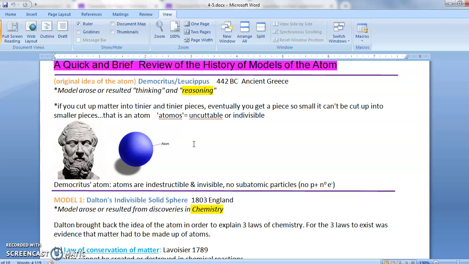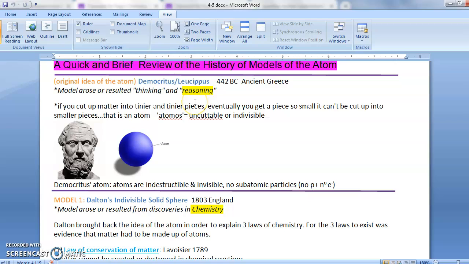And Democritus held the idea that if you took matter and continued to cut it up into tinier and tinier pieces, eventually you would get a piece so small that you could no longer cut it up and still have matter, still have that substance. And that's where the word atomos came from. Atomos means indivisible, not invisible, indivisible, meaning that it can't be divided, or uncuttable, meaning that you can't cut it up into smaller pieces.